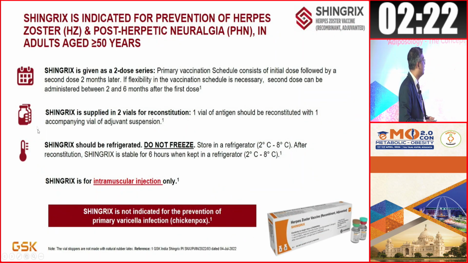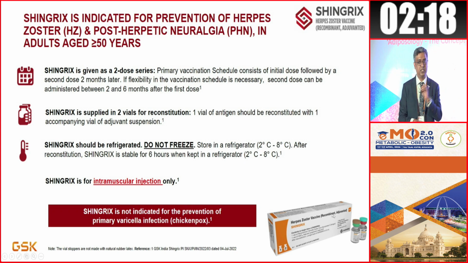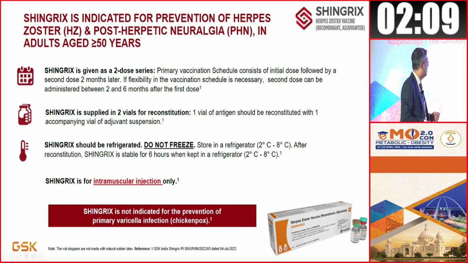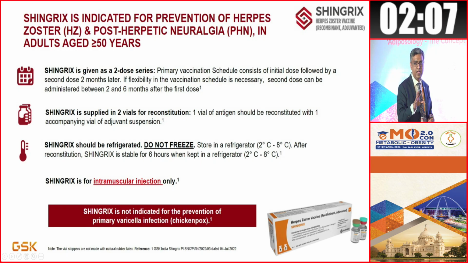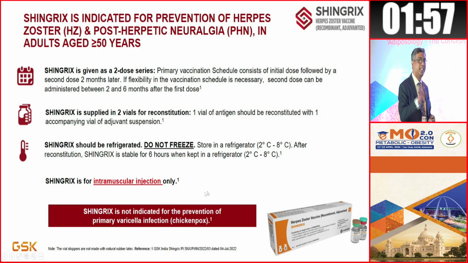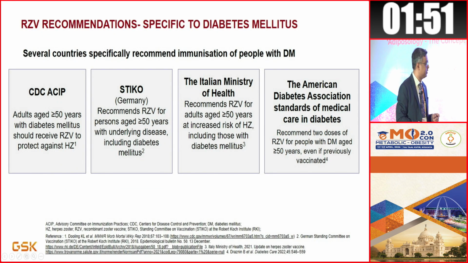So very safe. How to use it: it is given in 2 doses, one followed by the next dose after 2 months, and you can extend it up to 6 months, but within that period you need to give it once you have given the first dose. It's supplied in 2 vials for reconstitution, and once you have reconstituted it, it's better you use it immediately. But if you store it at 2 to 8 degrees centigrade, then you can keep it for a maximum of 6 hours, but do not freeze it. And it's only for intramuscular injection.